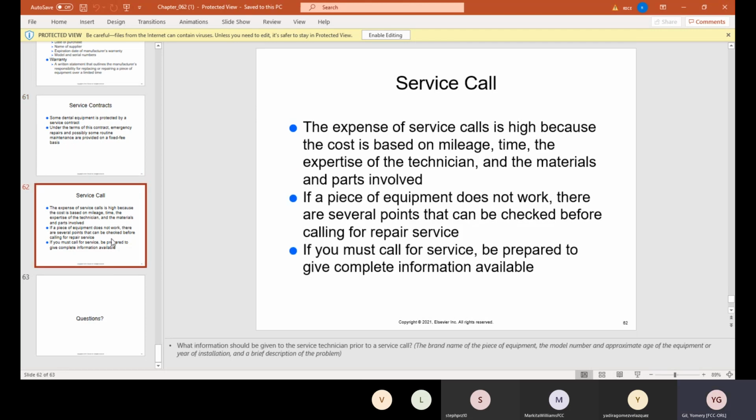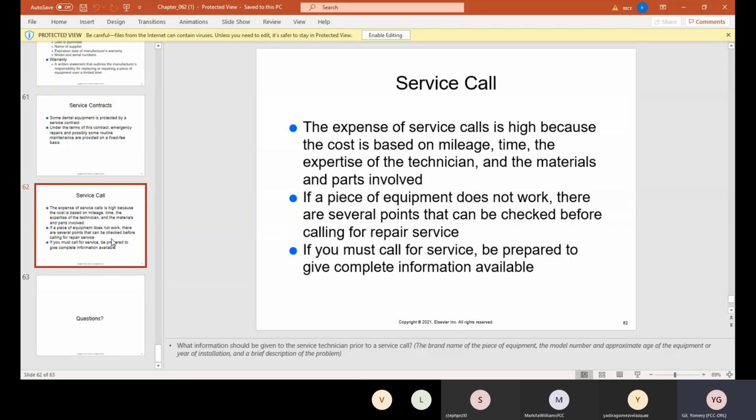All right, so service call. The expense of service calls is high because the cost is based on mileage, time, the expertise of the technician, and the materials and parts involved. So basically, when you do a service call, you have to be careful with those, because if it's something that you can fix yourself, you might as well fix it yourself, because sometimes people charge just for them to go to the office to look at something. They might charge $100, $150, and that's only just to go look. It doesn't include their labor, parts, time, etc.